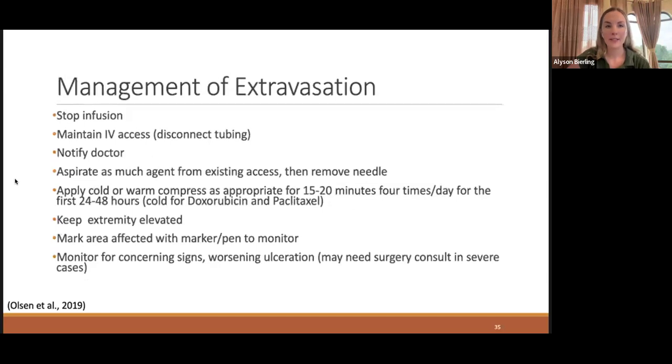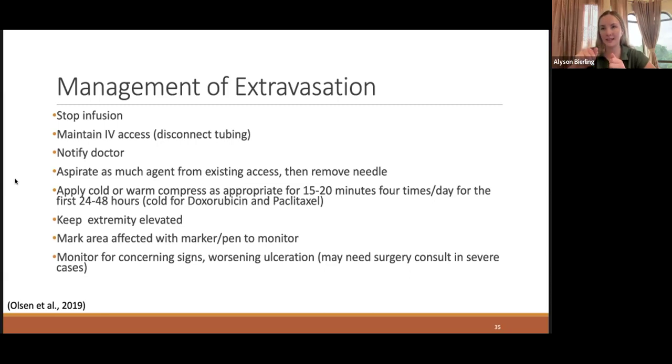So if extravasation has occurred, we would stop the infusion. We want to maintain IV access. So you would disconnect the normal saline line from the patient's IV, but keep the IV in the vein. We'd notify the doctor. And then the reason we've kept the IV in the vein, or I guess it's not in the vein anymore, it's in the tissue, but the reason we've kept the IV in the patient is that what you would do next is you would aspirate.